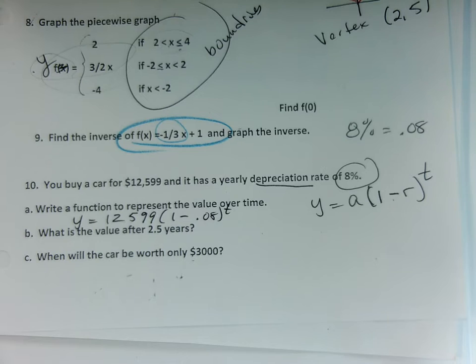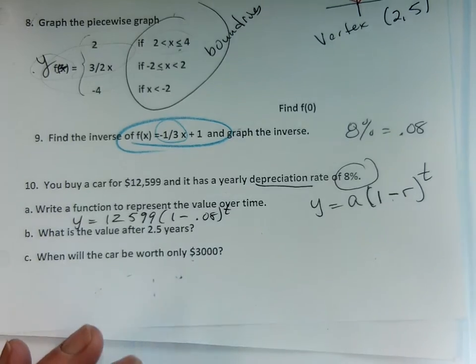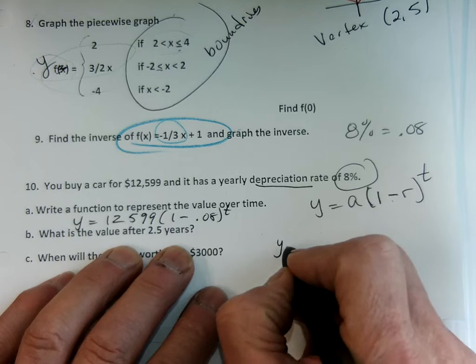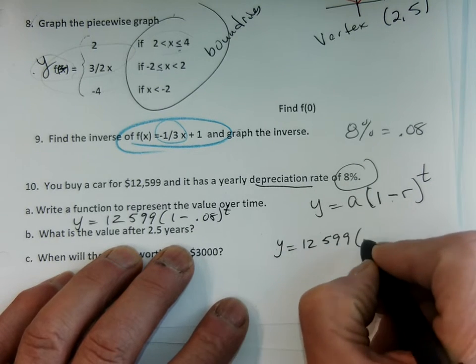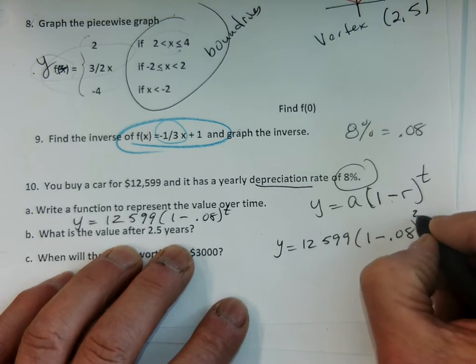So now, we can use this equation to find out what the value of the car is in 2.5 years. So we're going to go y equals 12,599 times 1 minus 0.08 to the 2.5 power.